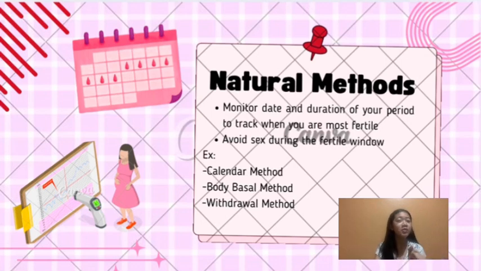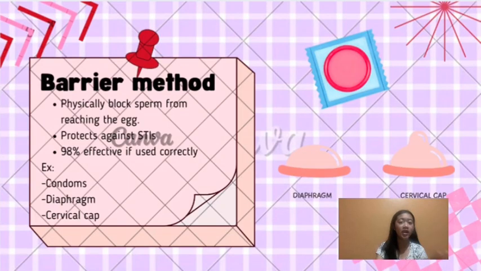Why? Kay even before full ejaculation, there's a small fluid called pre-ejaculate or pre-cum that may contain sperm. So that means even if the man pulls out early, there's still a chance of pregnancy. It also doesn't protect against sexually transmitted infections like HIV. And again, it's not 100% effective.